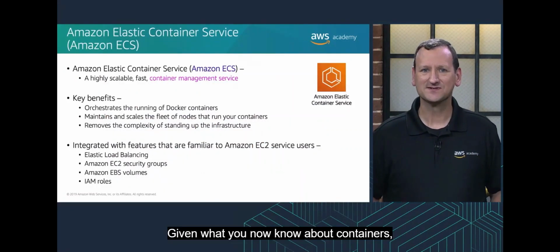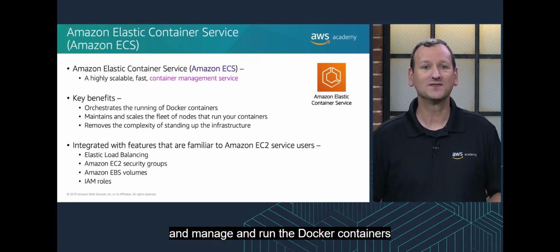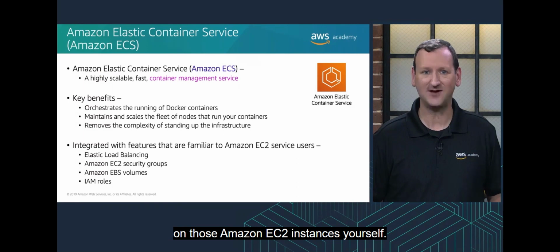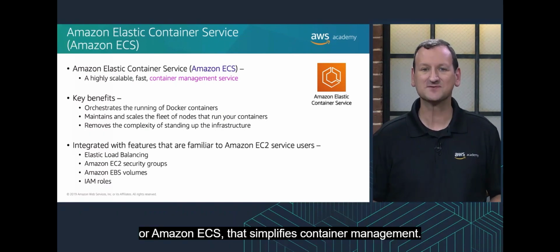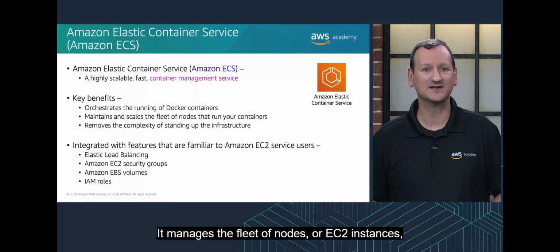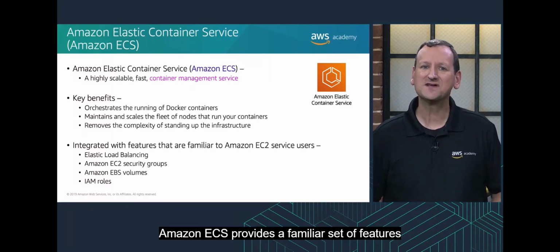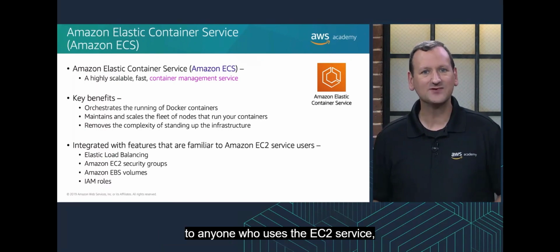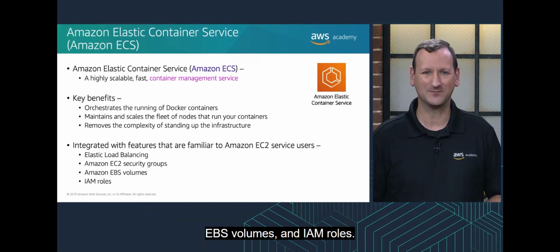Given what you now know about containers, you could launch one or more Amazon EC2 instances, install Docker on each instance, and manage and run the Docker containers on those Amazon EC2 instances yourself. While that's an option, AWS provides a service called Amazon Elastic Container Service, or Amazon ECS, that simplifies container management. Amazon ECS is a scalable, high-performance container management service that orchestrates the running of Docker containers. It manages the fleet of nodes, or EC2 instances, that run your containers, removing the complexity of managing the infrastructure yourself. Amazon ECS provides a familiar set of features to anyone who uses the EC2 service, including elastic load balancing, security groups, EBS volumes, and IAM roles.